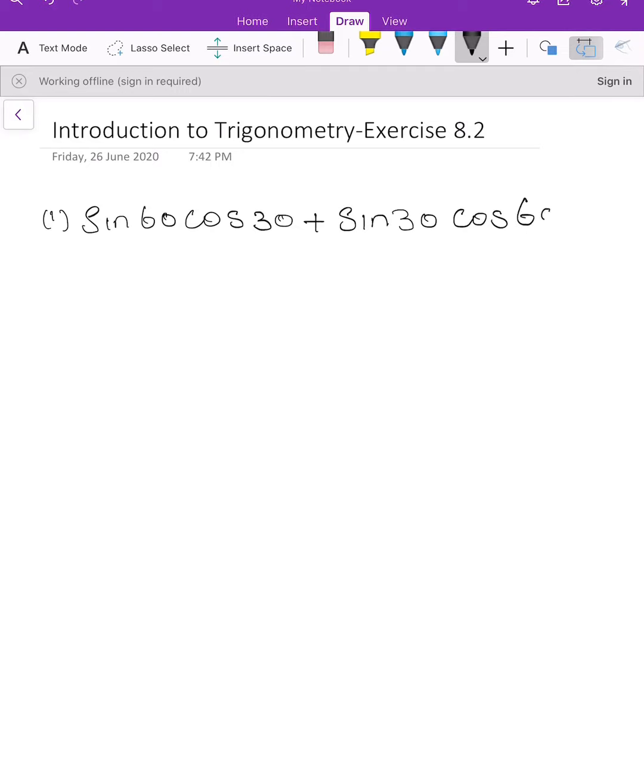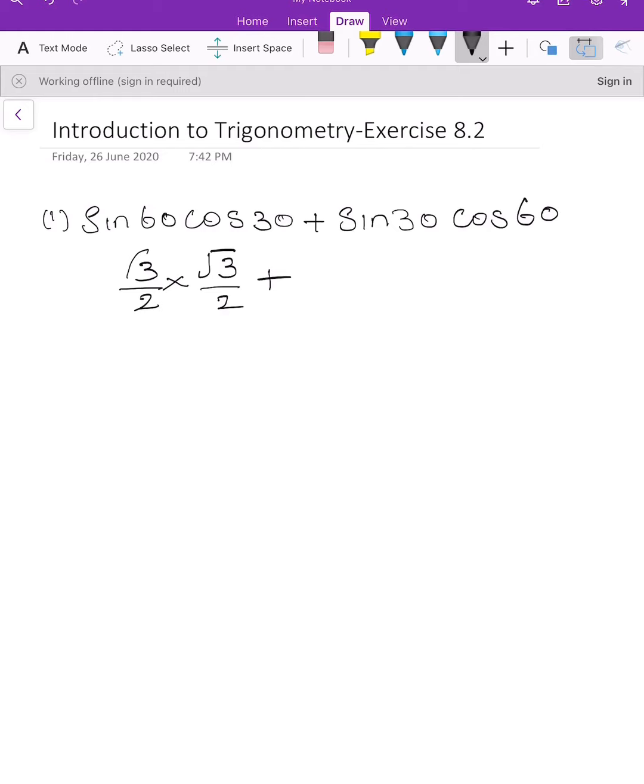I think this is the easiest exercise in this chapter. We know the value of sin 60. What is the value of sin 60? We have already studied that from the table. The value of sin 60 is root 3 by 2 and cos 30 is also root 3 by 2. You have to remember the table to solve this sum. But if you remember the table, this is a very easy exercise.